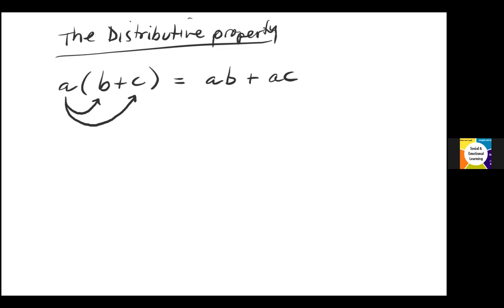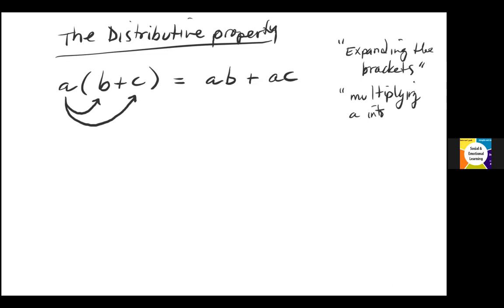So there's a lot of language that they use. Sometimes we call this expanding the brackets. I'm going to write that because that's something I'm going to say a lot: expanding the brackets. Multiplying A into B plus C. You could say I'm multiplying A to B plus C.